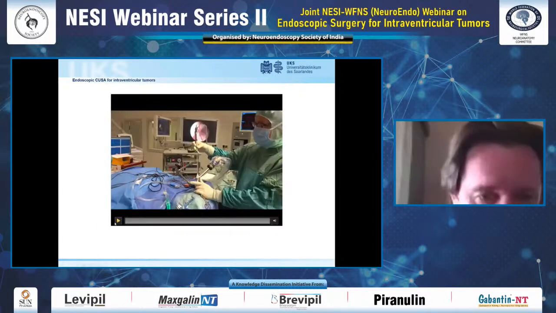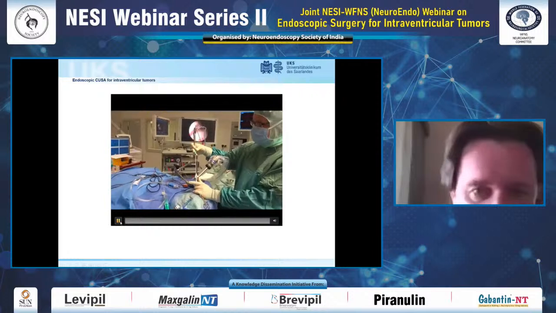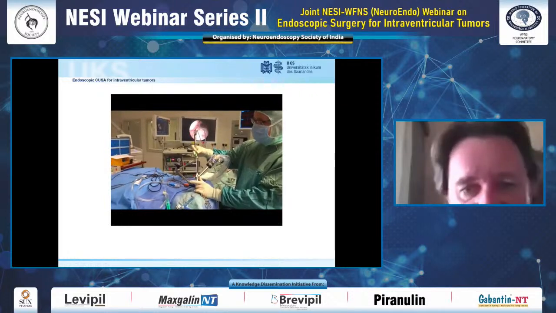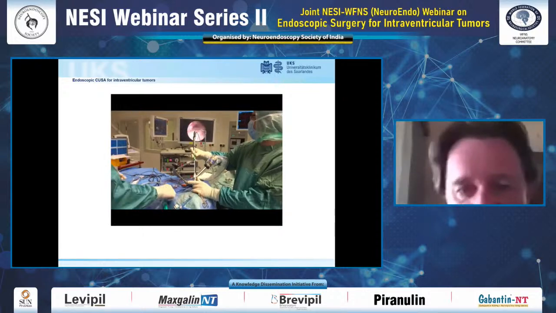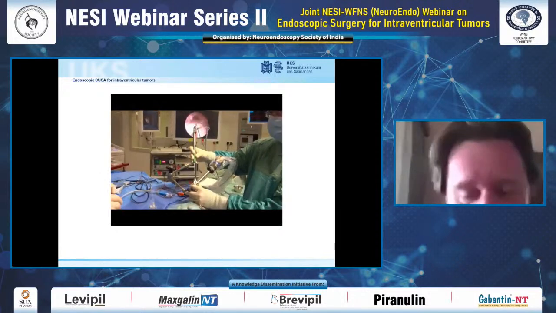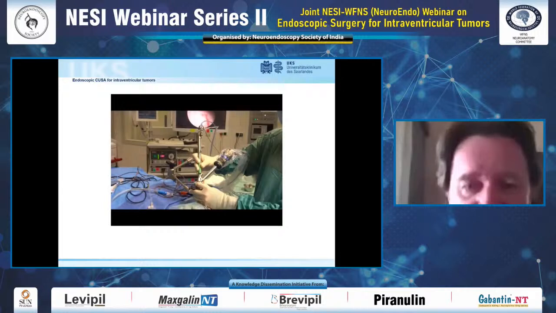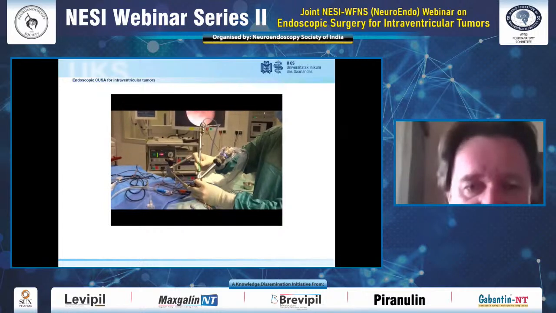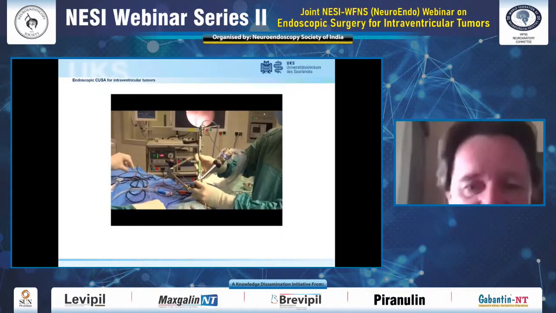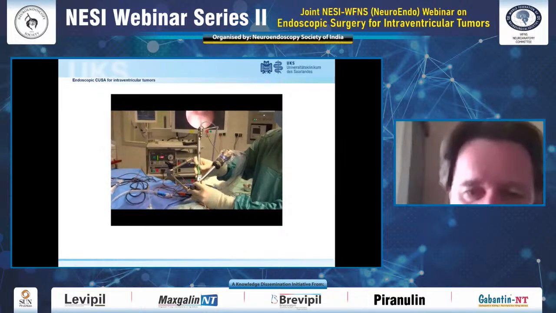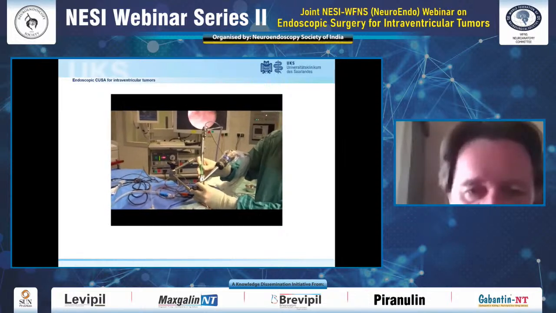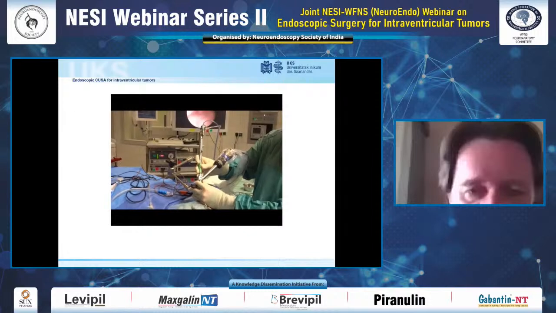Let me see if this runs. This is the technique. Basically you push it under direct visual control through the endoscopic sheath. And then to adjust, you have to maneuver the whole endoscopic sheath as in any other endoscopic procedure. So it's rather challenging when you have a big tumor in the third ventricle.